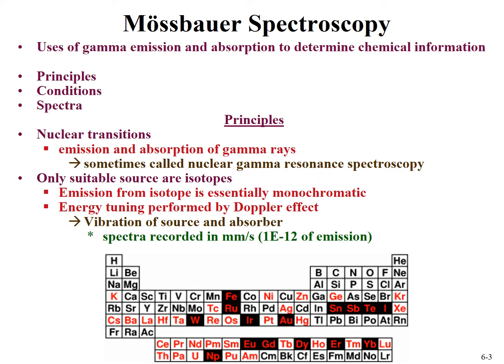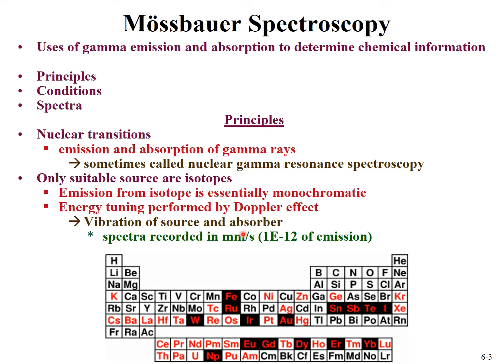The only suitable sources for Moessbauer spectroscopy for the photon emissions are isotopes. The emission from an isotope is essentially monochromatic. Wavelengths are defined by the excited nuclear states. However, they can be tuned to a small degree by the Doppler effect. So if the source and sample are moving towards each other or away from each other, that Doppler effect can slightly shift the energy. And fundamentally, that's what we're going to exploit in Moessbauer spectroscopy.